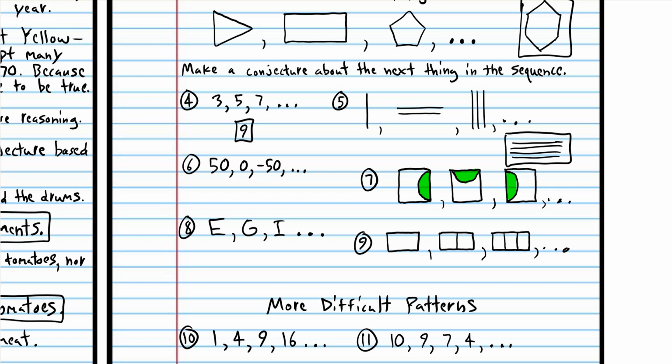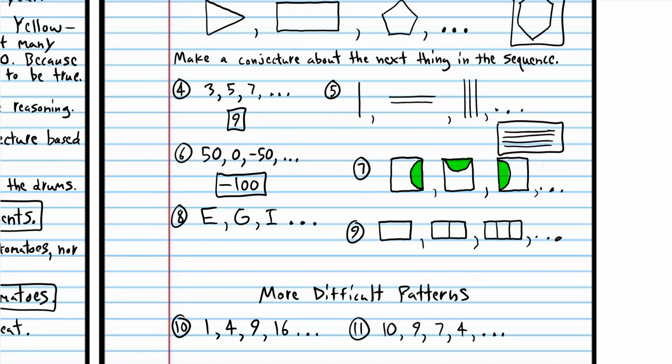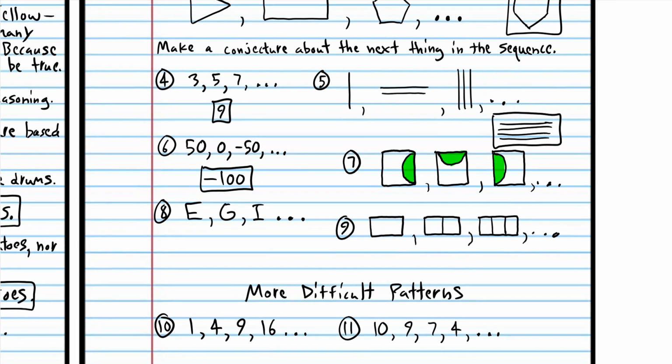All right, we're back. So we're actually subtracting 50 each time. 50 minus 50 is 0. And then 0 minus 50 is negative 50. And if we subtract 50 from negative 50, we should get negative 100. All right? So if you got negative 100, good job. All right, number 7. See if you can do number 7, and when you come back, we'll do it together.